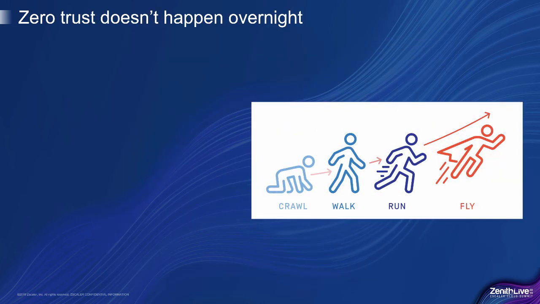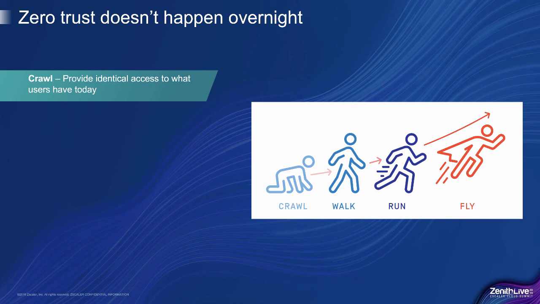So let's talk about implementing zero trust network access. Zero trust doesn't happen overnight. It has to be a process. We believe the way to achieve this is to start with a crawl. Provide identical access to what users have today. That might mean they're coming onto your network via a VPN, or they're physically on your network. And when you implement zero trust, we should do that in a way where users don't perceive a change. It's identical to the way they access the applications today. But zero trust starts to give us visibility.